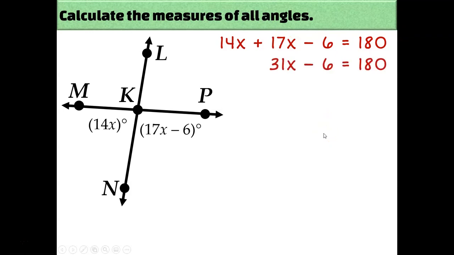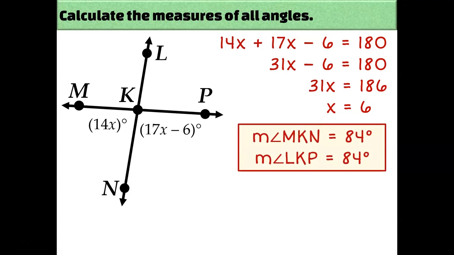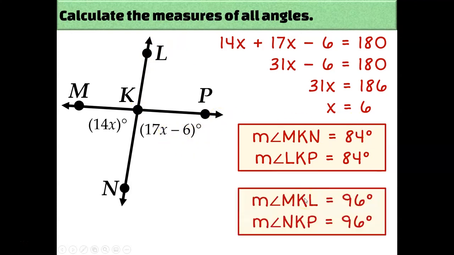Combine like terms, add 6, divide by 31, and then plug 6 back in to figure out the measure of angle MKN, which would also be the measure of angle LKP, and plug 6 in here to figure out the measure of angle NKP, which would also be the measure of angle MKL.